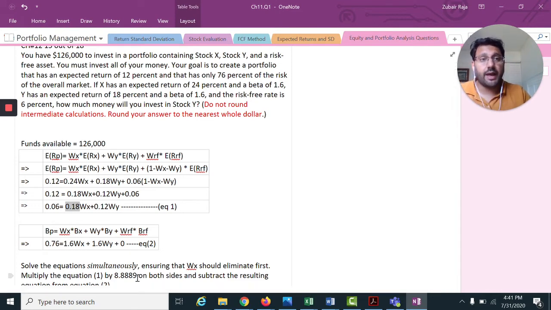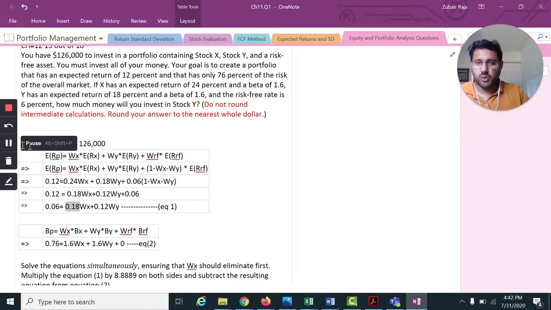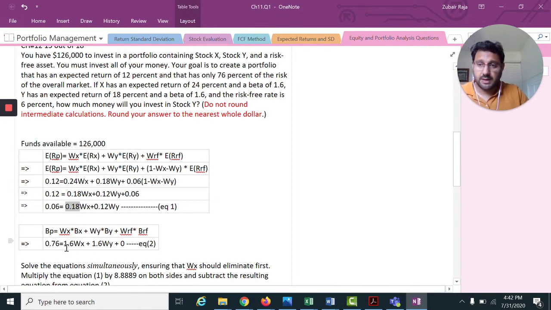I'm doing it again for this reason: I want to eliminate it. You can double check it by again dividing 1.6 by 0.18 and you will also get 8.88889. I'm doing it right now, just to double check my answer as well. 0.18. Yes, it's 8.88889, which I'm rounding to 4 decimal places.